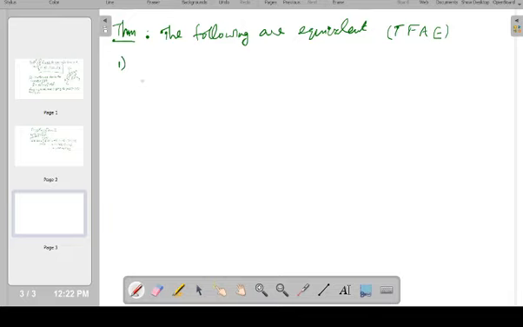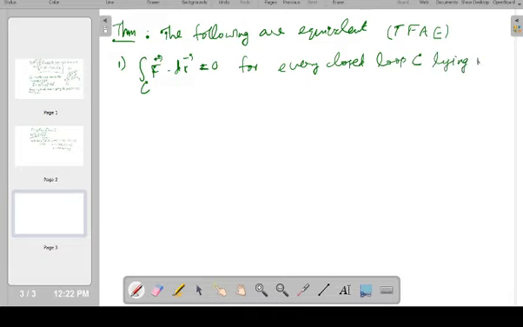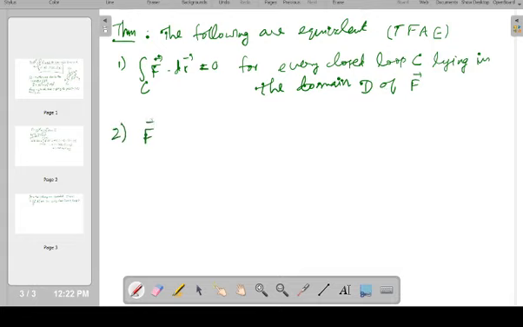1. Integral f dot dr is equal to 0 for every closed loop C lying in the domain D of f. 2. F is conservative.